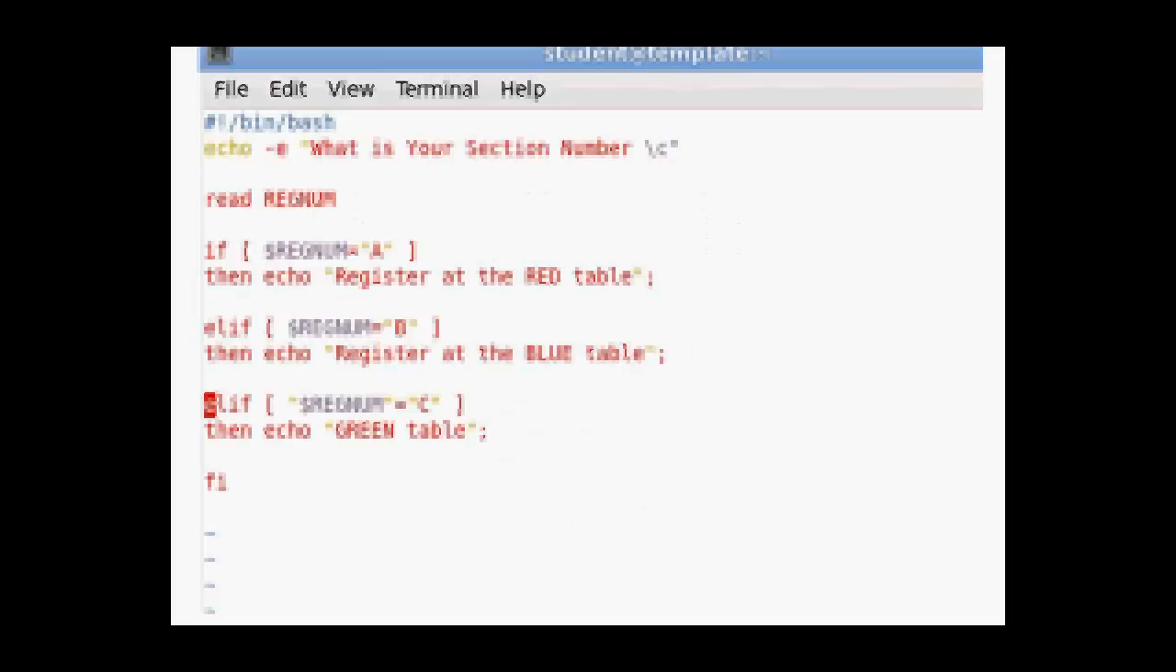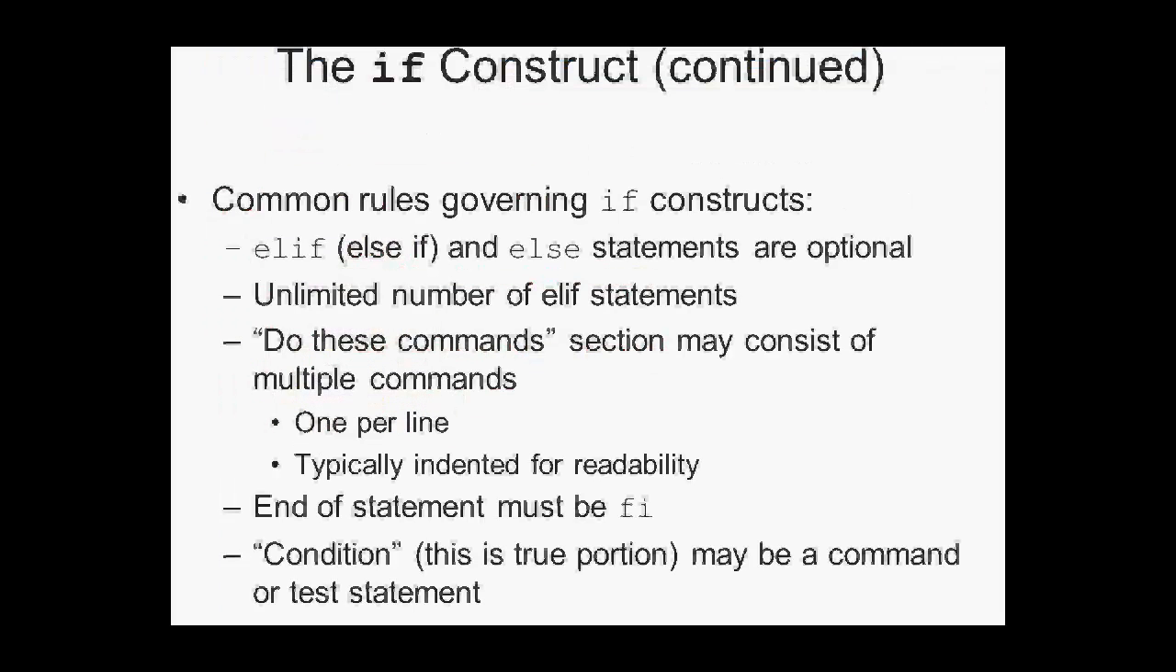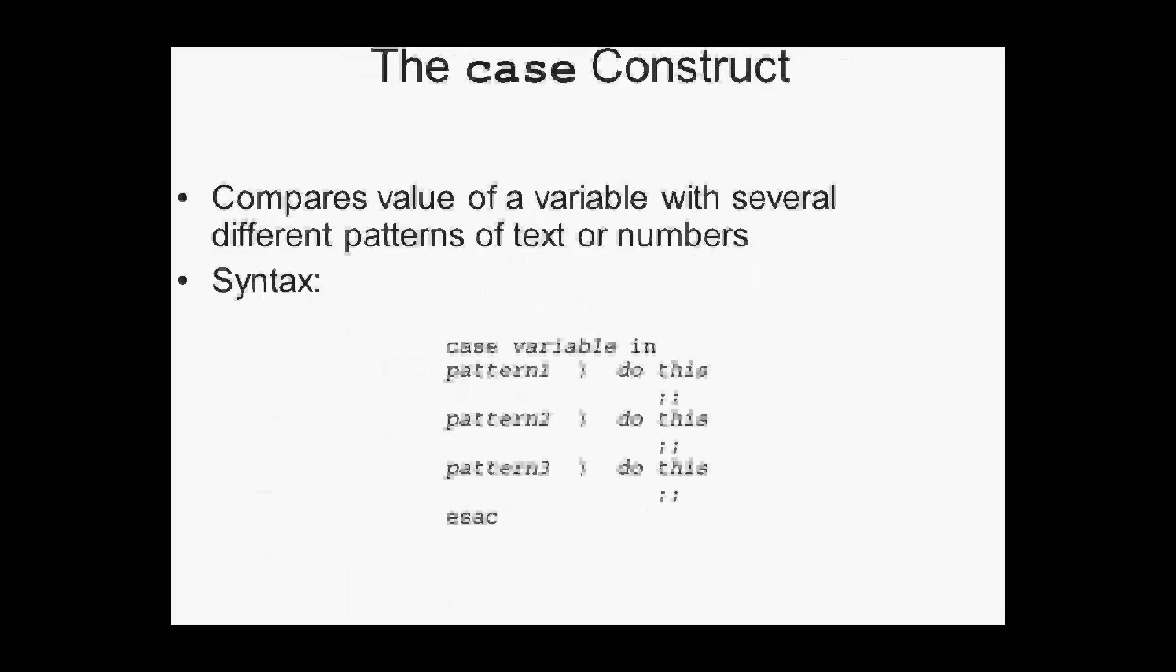Again, the hash-bang line being at the top, the echo, option E for the question. It's going to read a response from the keyboard into a variable called regnum, and then we have the condition: if the variable regnum is equal to the letter A, then it echoes register at the red table. Else if regnum equals B, then register at the blue table, and then you've got one for C. And then the construct ends with fi, which is if backwards. Alright, and again, these are things that you can look at in your book.